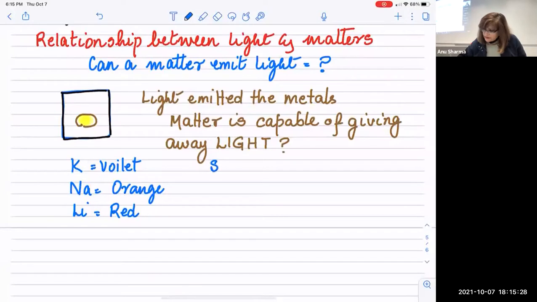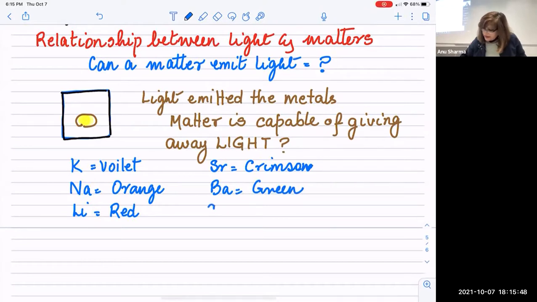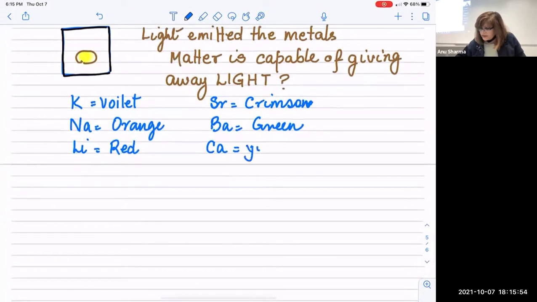Then strontium, the majority color was crimson, dark red, a beautiful crimson color. And barium gave green color. And then calcium, when calcium was kept there, it gave a yellowish red color. Yellow, but mostly with a red tinge to it. So yellow, red, mixed color. And then lead, when lead was heated, gives a grayish white color. You see, so on top of that, all these different colors of light.